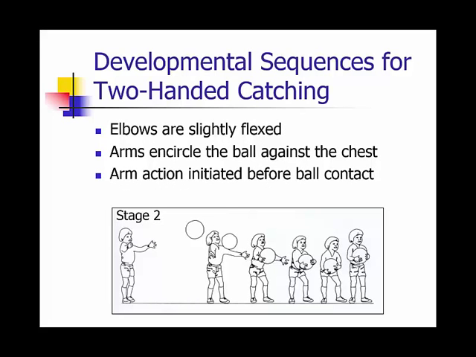This progresses to stage 2. In stage 2, the child prepares to receive the object with the arms in front of the body. The elbows are extended or slightly flexed. When they see the ball, the arms begin kind of a motion that culminates by securing the ball against the chest. It differs from stage 1 in that the receiver initiates the arm action prior to the ball-arm contact.